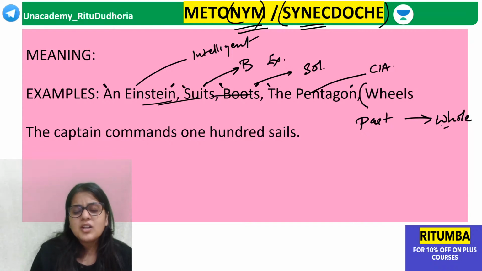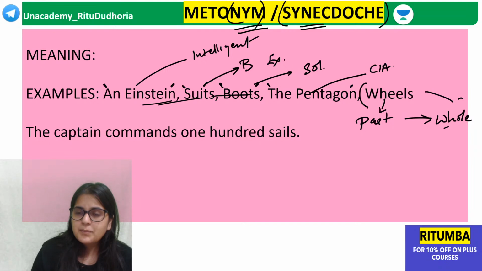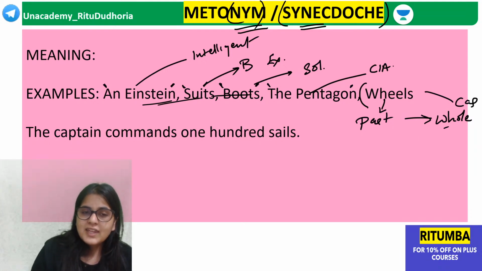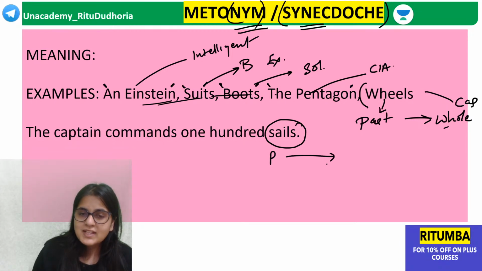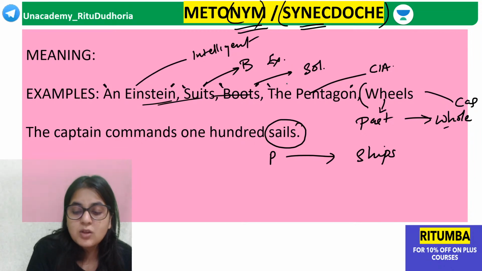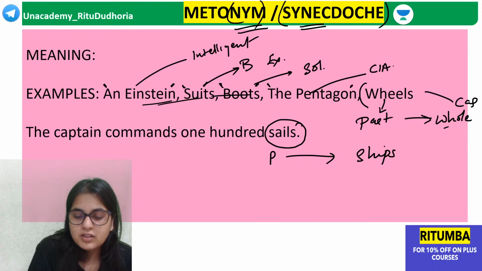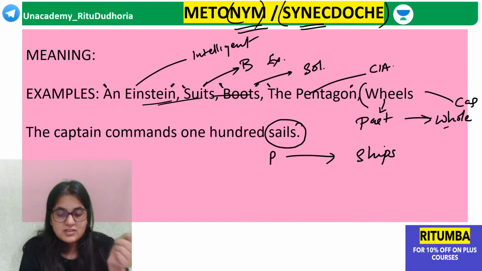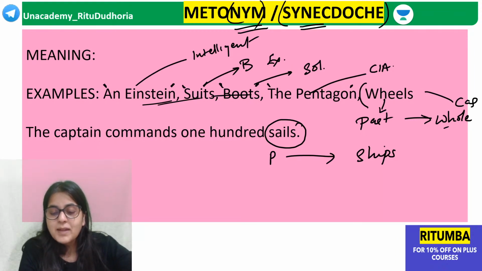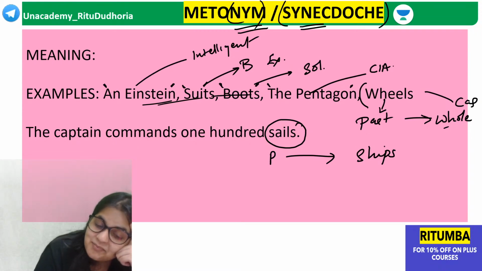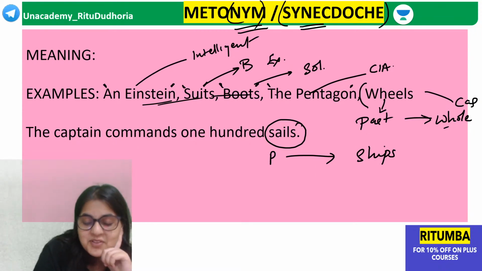So when I say, oh God, you've got a swanky set of wheels, wheels is actually the part, but it represents the whole car. The captain commands 100 sails. Sail is actually the part, but when I say sails, you basically mean ships. So when a part represents the whole, that becomes a synecdoche. Okay, that's a very good question. Now guys, Batman has a question.